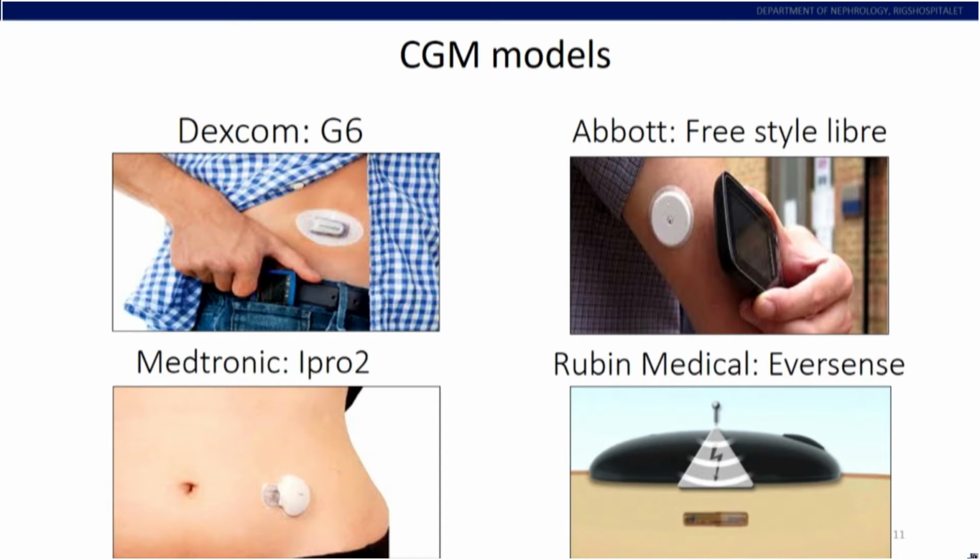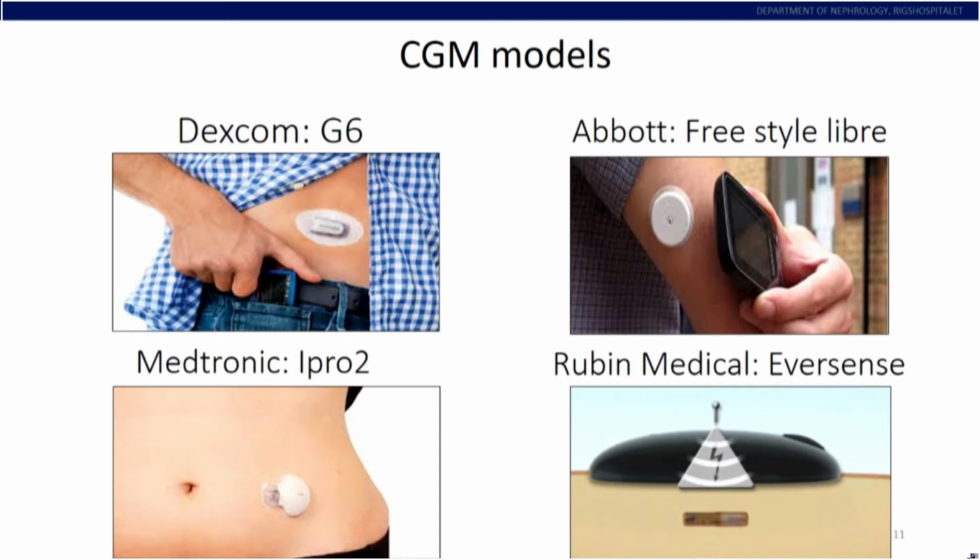Modern CGMs do not need calibration, and I think actually Medtronic are withdrawing their CGM from the market because their models are a little behind the other companies. Then you have the Dexcom G6. It can stay there for 10 days, and it can provide alarms. So if the patient becomes hypoglycemic or hyperglycemic, it can send an alarm to their cell phone, which is pretty smart, and it provides real-time data.